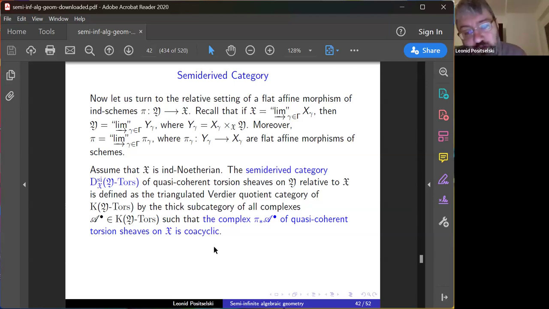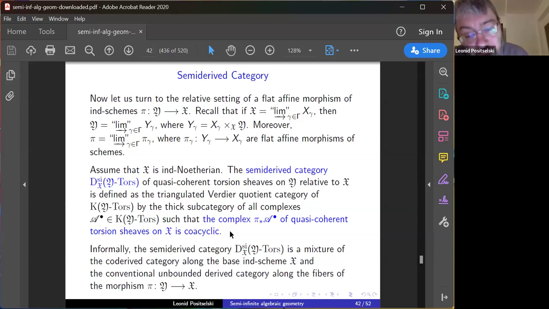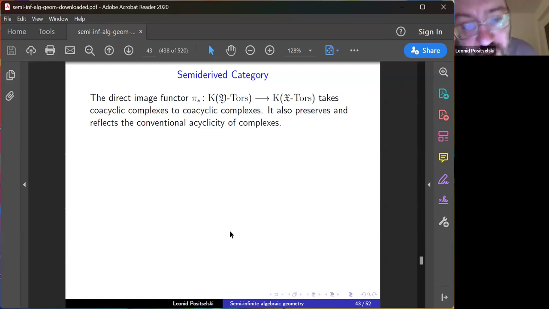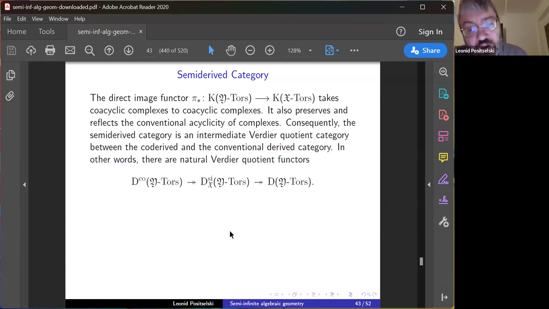And I recall the definition of a quasi-acyclic complex: a complex whose Hom into any complex of injectives is acyclic. Informally, the semi-derived category D^si_X of Y-tors is a mixture of the coderived category along the base scheme X and the conventional unbounded derived category along the fibers of the morphism pi. The direct image functor pi_* takes quasi-acyclic complexes to quasi-acyclic complexes. It also preserves and reflects the conventional acyclicity of complexes. In particular, the semi-derived category is an intermediate Verdier quotient category between the coderived and the conventional derived category.